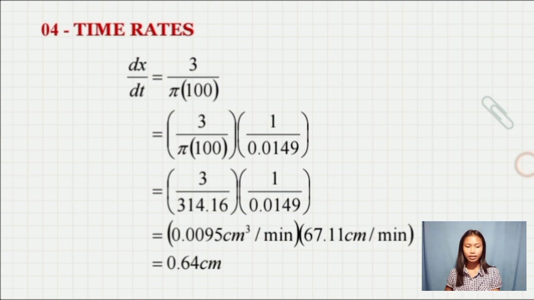Simplifying it, solving each part separately, the 3 over 314.16 is 0.0095 cm cubed per minute, and the 1 over 0.149 is 67.11 cm per minute. Then the answer will be 0.64 cm, canceling out the similar units, which is the minutes. So the answer will be 0.64 centimeter.